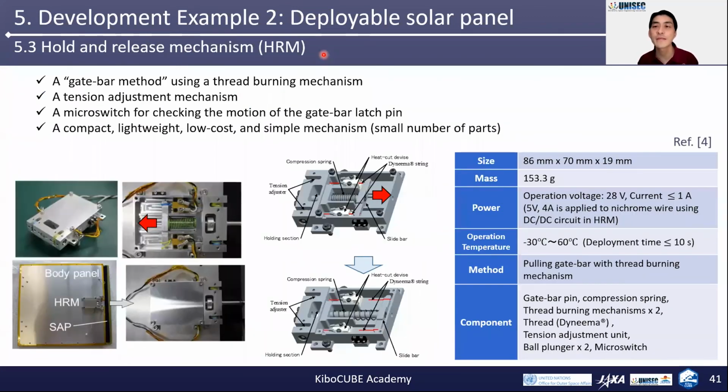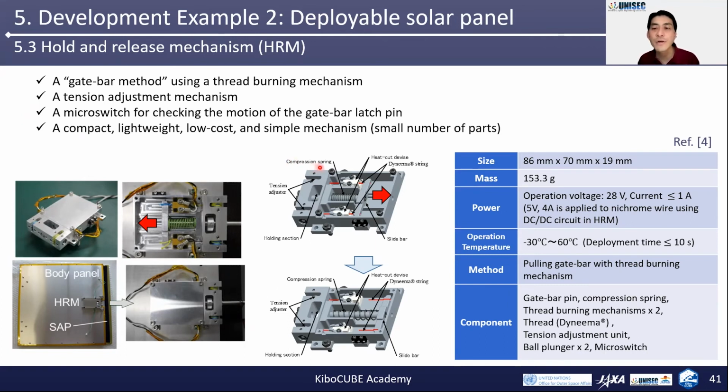Then this is a hold and release mechanism developed in Hodoyoshi 3 and 4 projects. A so-called gate bar method is used with a thread burning mechanism. Similar to OrigamiSat-1, there is a tension adjustment mechanism for the non-metal lock wire. And also there is a micro switch for checking the proper motion of the gate bar latch pin. This is a simple, compact, lightweight, and low-cost mechanism. Simple means there are only a small number of parts.